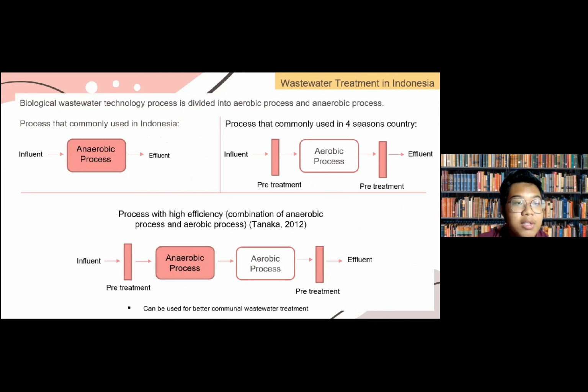This is the picture of the biological wastewater technology process, divided into aerobic process and anaerobic process. So the process that is commonly used in Indonesia is influent going into the anaerobic process to become effluent. Second, the process commonly used in four-season countries is influent, pre-treatment, aerobic process, pre-treatment again, and then becomes effluent. The process with high efficiency is a combination of anaerobic and aerobic process, from Tanaka 2012. Influent goes to pre-treatment, then the anaerobic process, after that the aerobic process, and pre-treatment again. After that, it becomes effluent. So that can be used for better communal wastewater treatment.